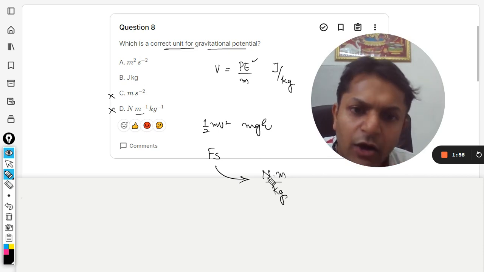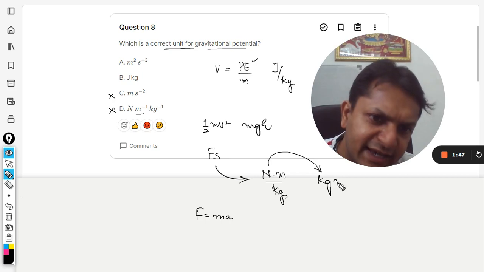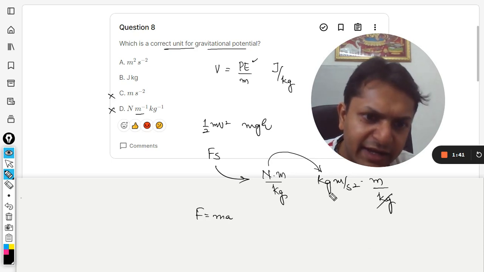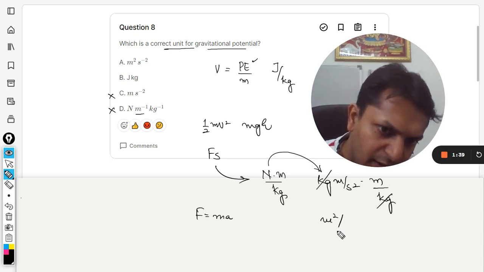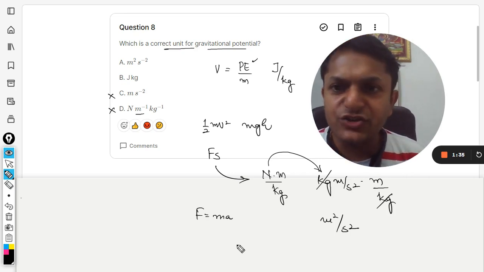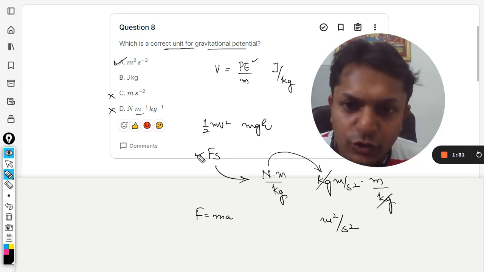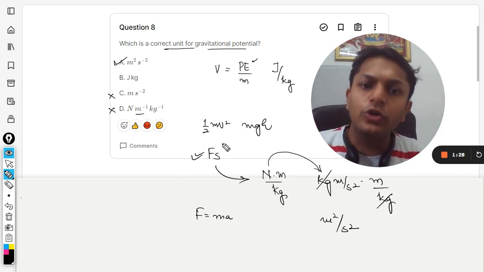Okay, now we are not interested in Newton anymore, so we have to break Newton. F is equal to M into A. Newton can be written as kg meter per second square, into meter, divided by kg. So it becomes meter square divided by second square. So clearly A is the answer. I have used the formula F into S to compute the unit.